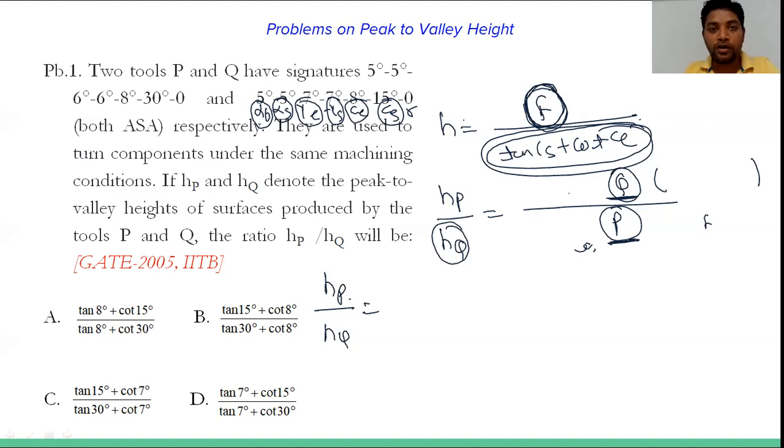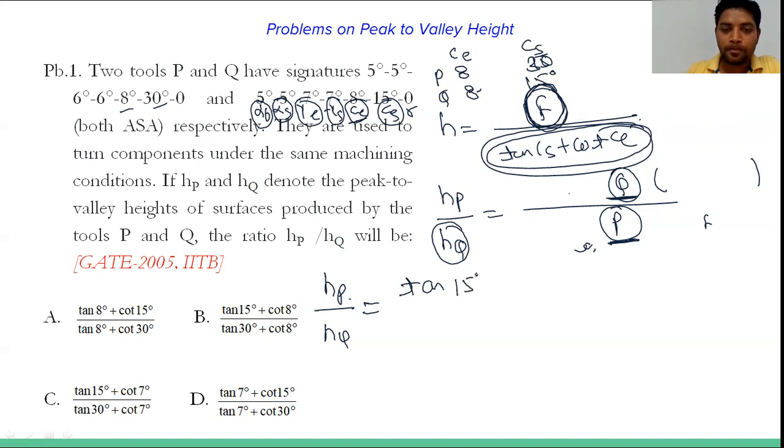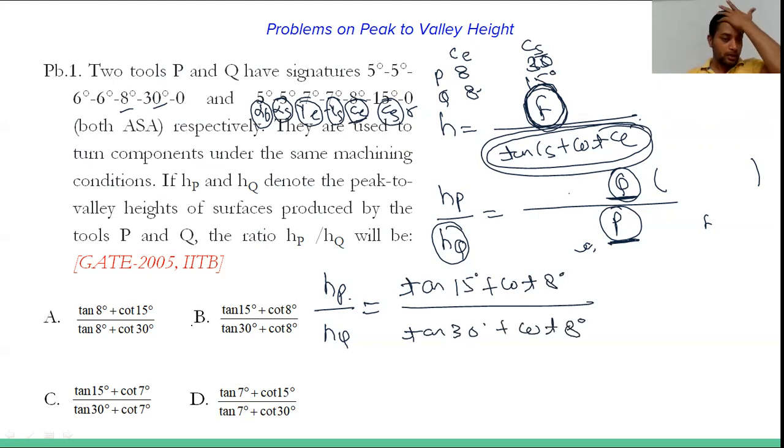Okay, now what we want the value of is CE and CS. For this P, the value will be 8 and 15 degree, and for this Q, sorry, this is 8 and 30 degree, and for this it will be 8 and 15 degree. Okay, so for this Q, we have to write first. This will be equal to tan CS, that is 15 degree, plus cot CE, that is 8 degree. And for this P, that is tan 30 degree plus cot 8 degree. Okay, so the option will be B.